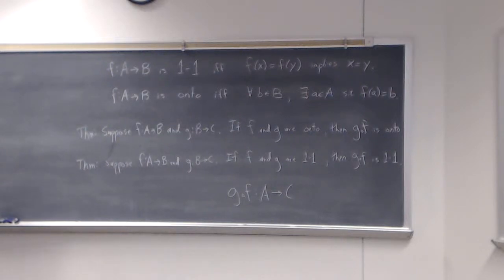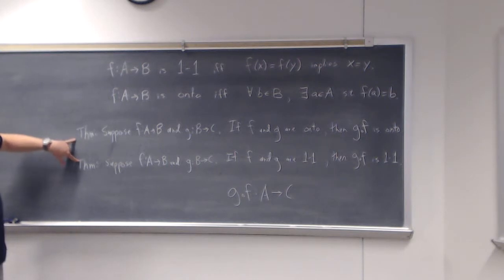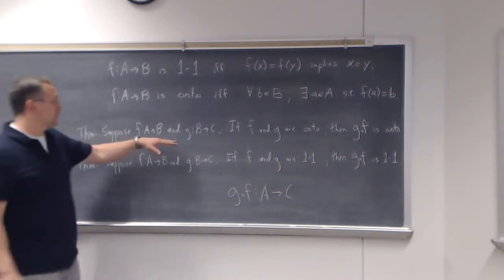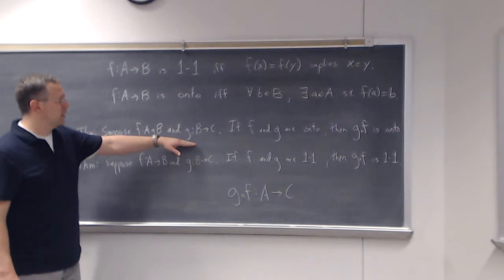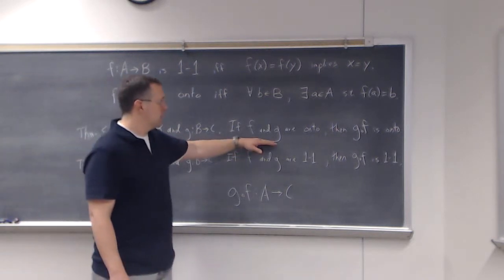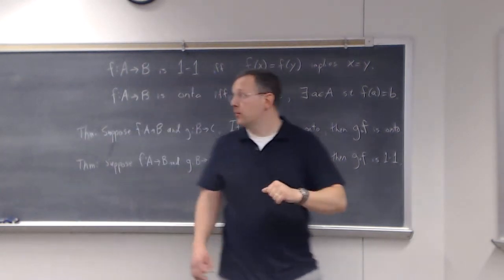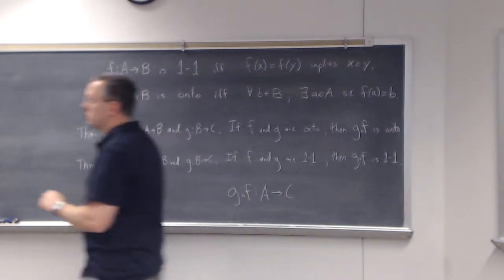Okay, so we reviewed the definition of one-to-one and onto, and we worked on proving these two theorems. If f is a function from A to B, and g is a function from B to C, and f and g are onto, then g composed with f is onto.